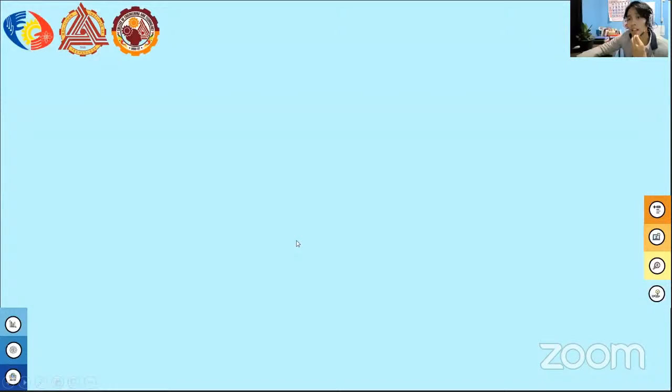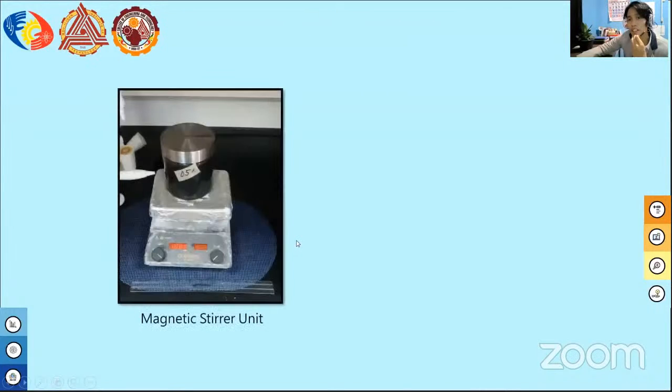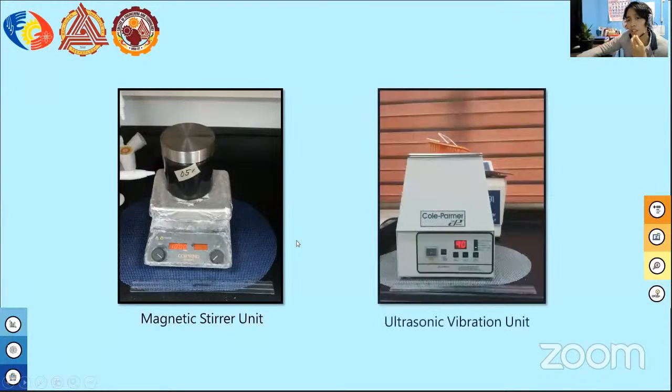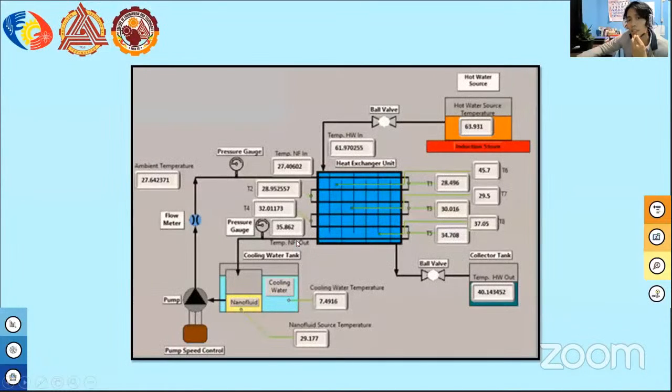The mixtures were then placed on a magnetic stirrer for 30 minutes at a stirring speed of 1000 RPM. After that, the solution was subjected to ultrasonic vibration for 1.5 hours at 40 kHz. The produced nanofluids were stable for at least 4 hours without any visible sedimentation.